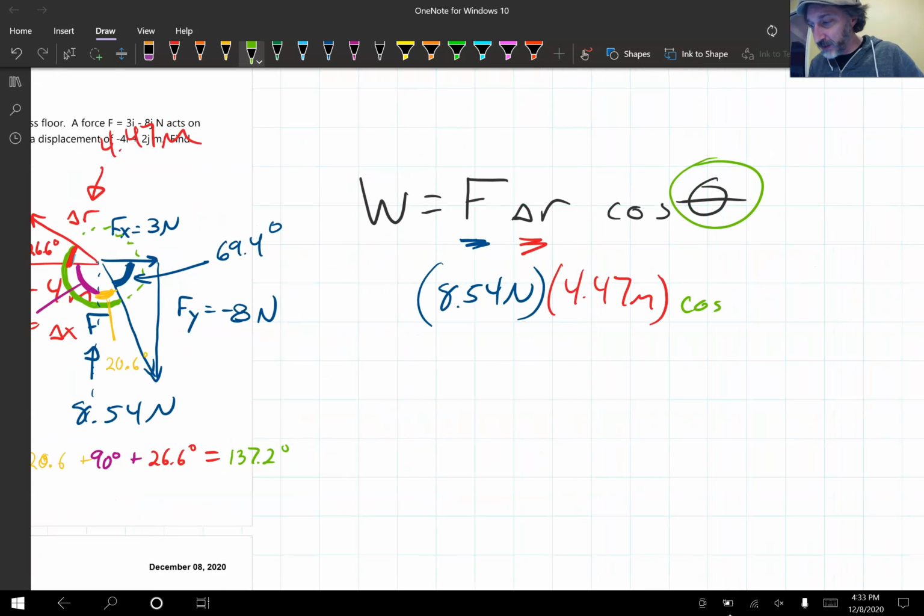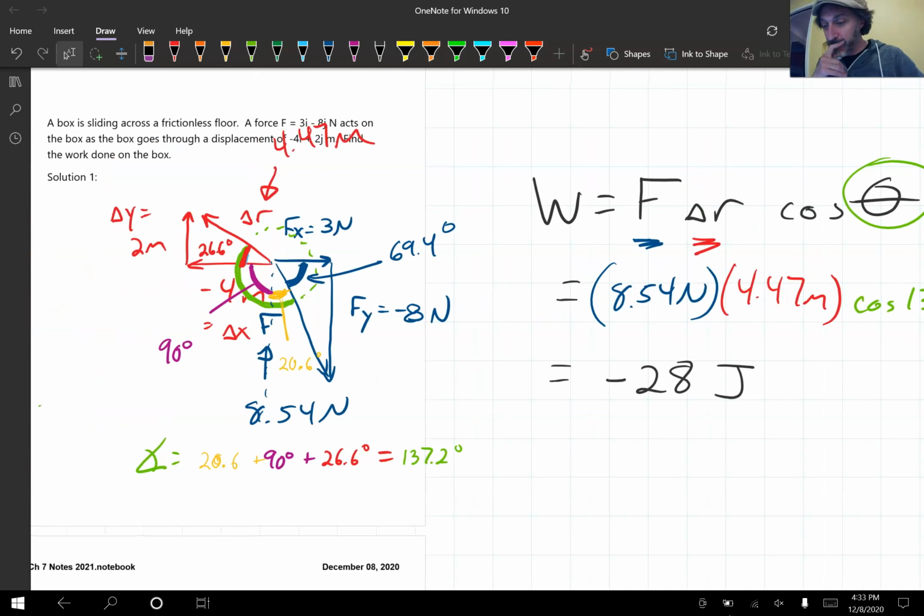Times the cosine of 137.2 degrees. So multiply all of this out using your calculatrix, and you get pretty close to negative 28 joules. Okay, and it should make sense that it's negative because you can kind of see that my displacement's kind of this way, right? And my force is kind of working against that. It's not exactly the opposite direction, but it's definitely working against that motion. Okay? All right, so there's my work.